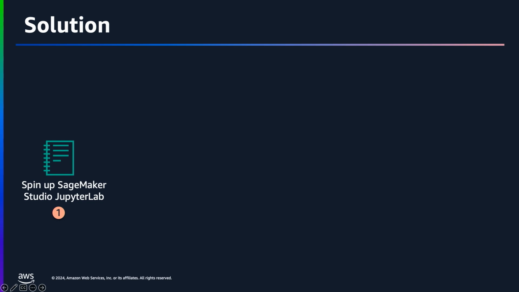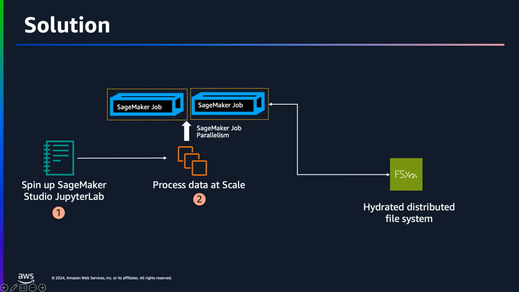In step one, we will spin up a SageMaker Studio JupyterLab notebook environment. You can use this environment to analyze and process a smaller dataset. However, when you are working with a larger dataset, that's when you want to process it at scale. And we will be using SageMaker job parallelism here. Using this concept, you can spin up multiple SageMaker jobs, each job running one or more instances, and we'll use FSx for Lustre file system as a file system attached to these nodes.